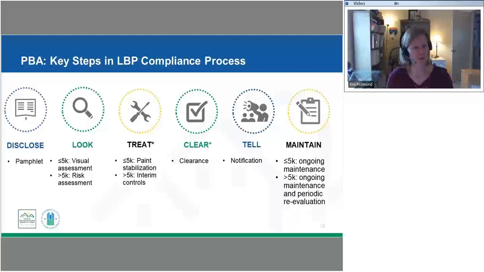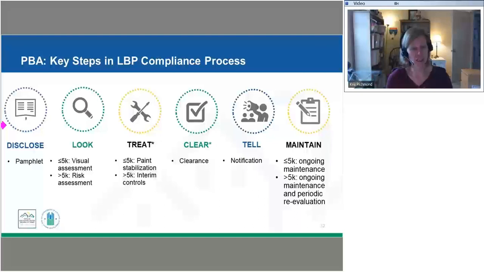So first, we're going to start off with disclosure. We have a couple slides that will go a little more into detail about this, but this is where the owner is disclosing any information they know about the unit. So they're disclosing whether they know if there are lead-based paint hazards or if there's been any lead-based paint work done in the past. They're providing any records. They're providing a pamphlet to the owner. They're providing a disclosure notice. They're also disclosing if they don't know if there was any lead in the unit or not. So disclosure is the first step that we'll be talking about.